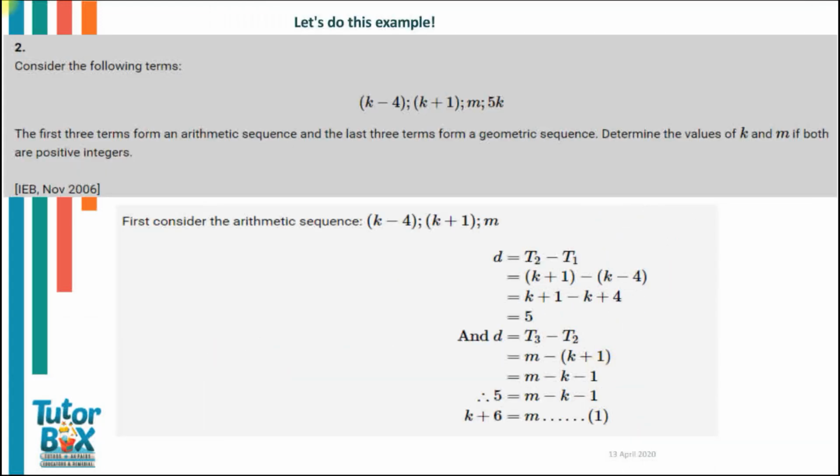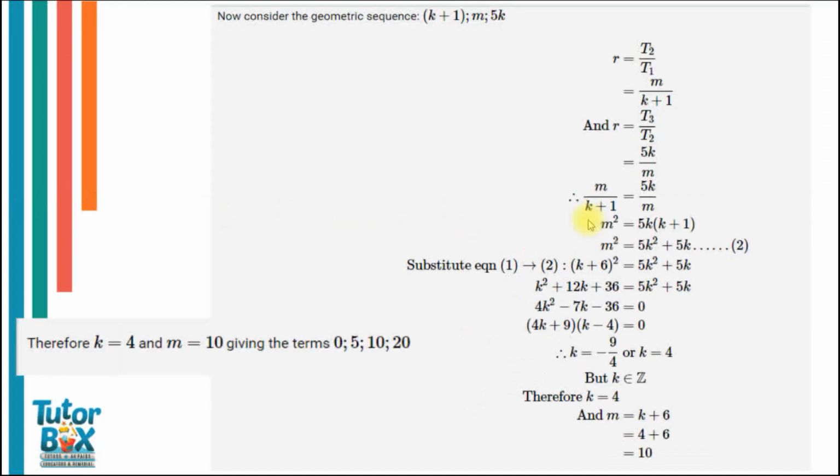And then it also said, so that was for the first part, the arithmetic sequence part. The second part says the last three terms form a geometric sequence. Okay, so let's see what we can do with that. So the last three terms are k plus 1, m, and 5k, right? So geometric sequence, constant ratio, okay?